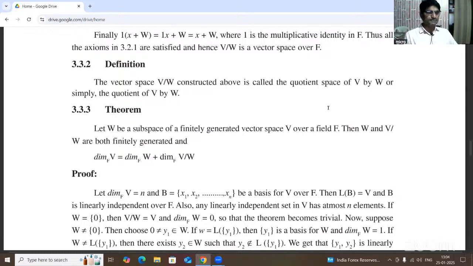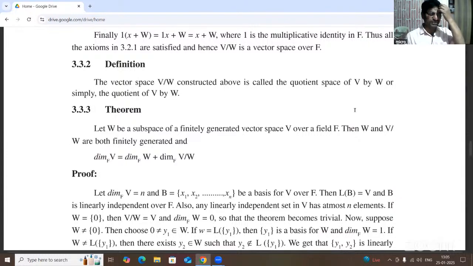Define quotient space or quotient set, and give examples. The set of all cosets forms a vector space, that is called quotient space, that is denoted by V by W. So quotient space is V by W equal to the set of x plus W such that x belongs to V, or the set of W plus x such that x belongs to V, either the set of all right cosets or the set of all left cosets.